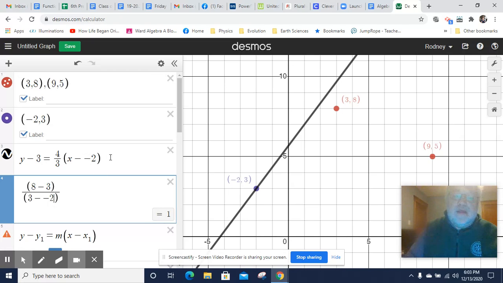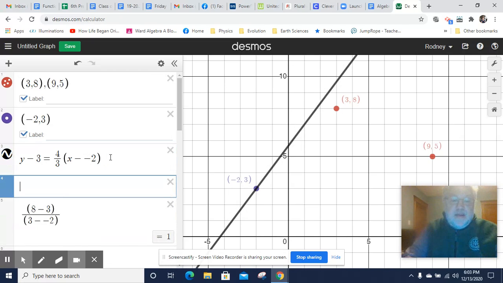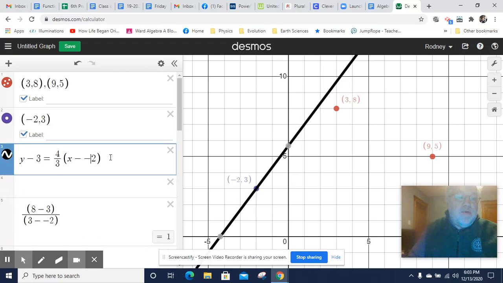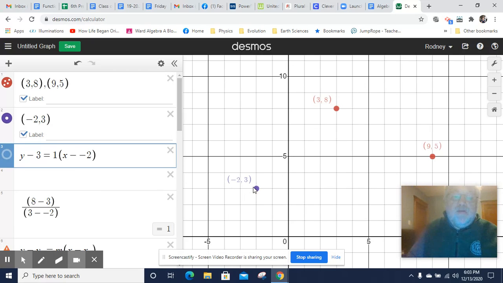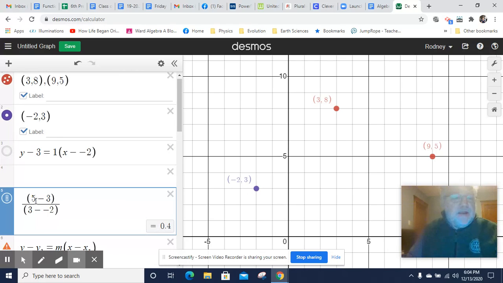So if I want this line to go through those 2 points, I'm going to change my slope from 4/3 to 1. And now it works. Okay, what about if I wanted to go through this point, 9, 5? Well, I need to change my slope again. So if I'm going from, let me turn that off for a moment. If I'm going from negative 2, 3 through 9, 5, I'm going to get the change in y. 5 is my y value and 3 is my other y value. So I'm going to say 5 minus 3.